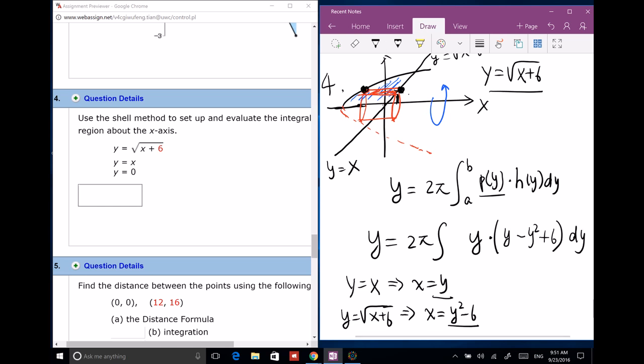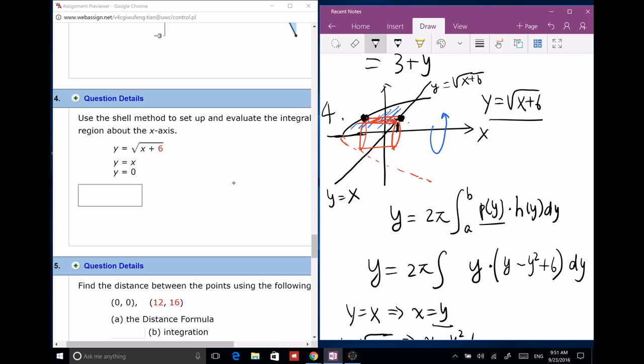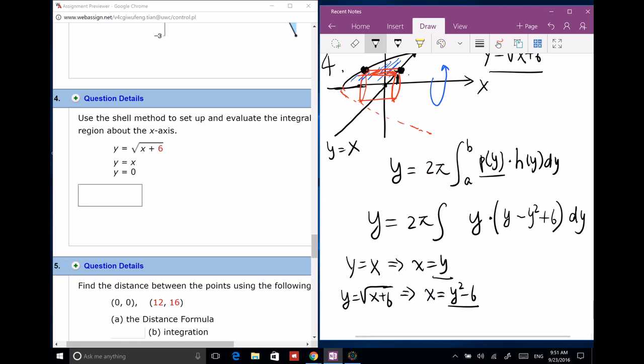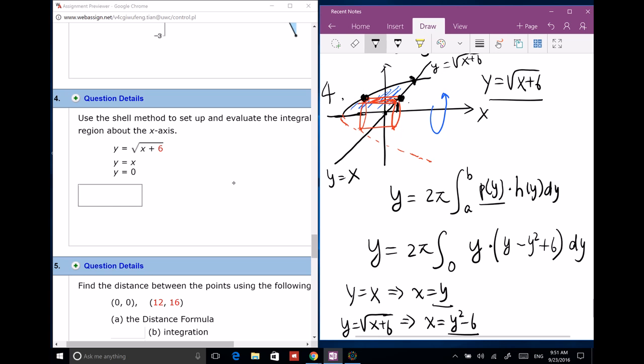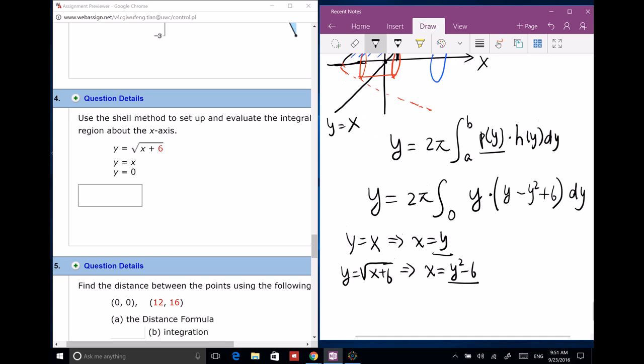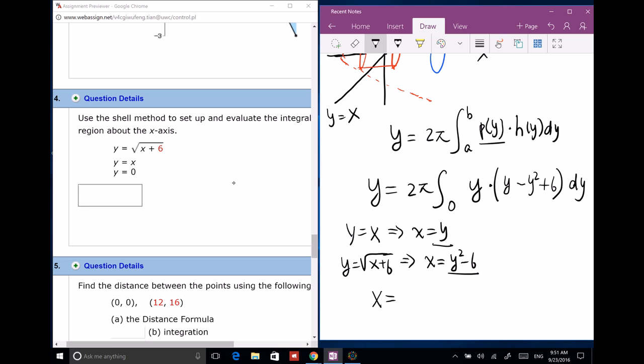Okay, so y changes from 0 to this point. What is this point? We can set up from 0 to the highest point here. y is changing from here to here. So we can just say x equals square root of x plus 6. We'll find the intersection point. You solve for x, and you get x equals 3.